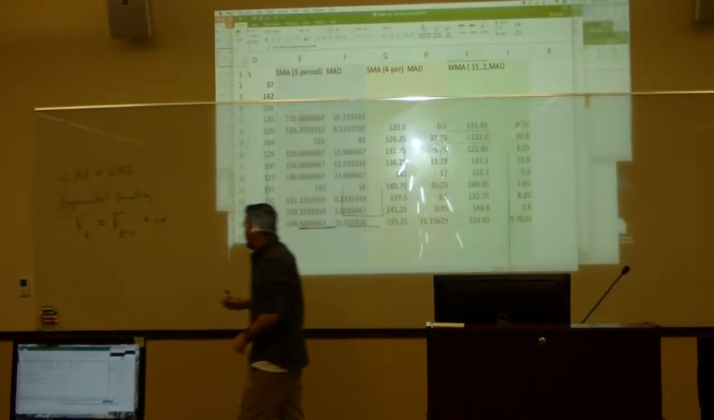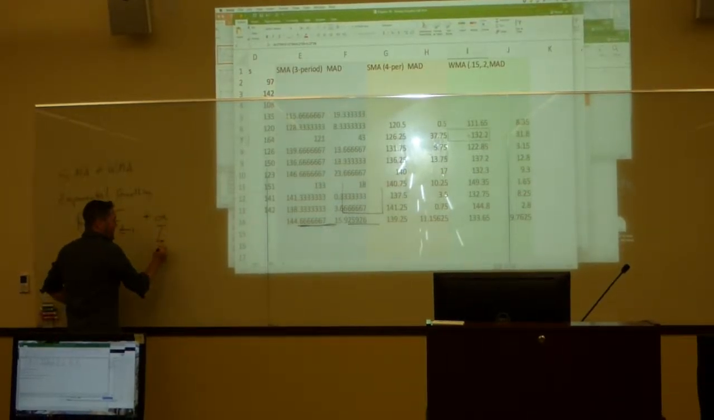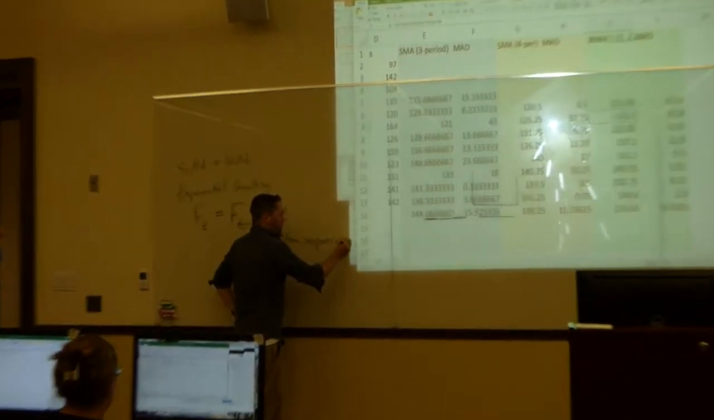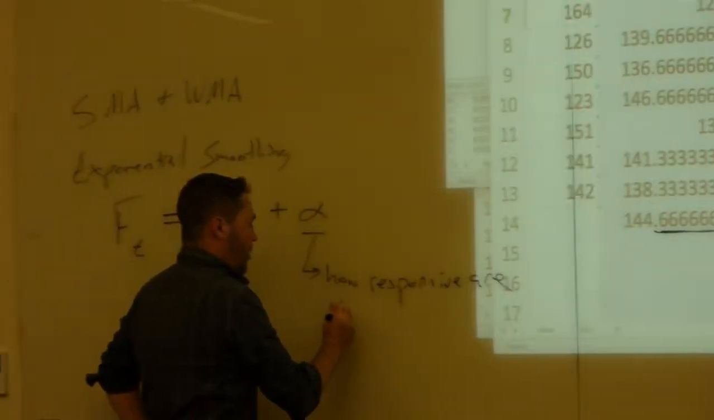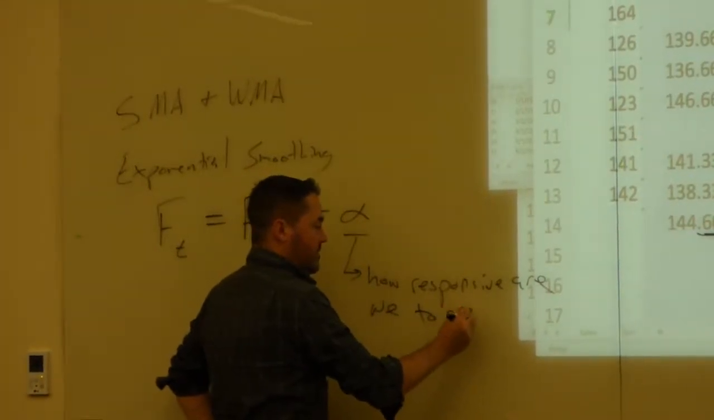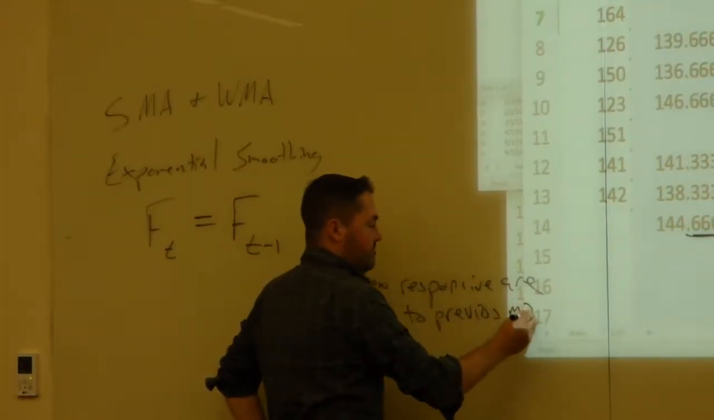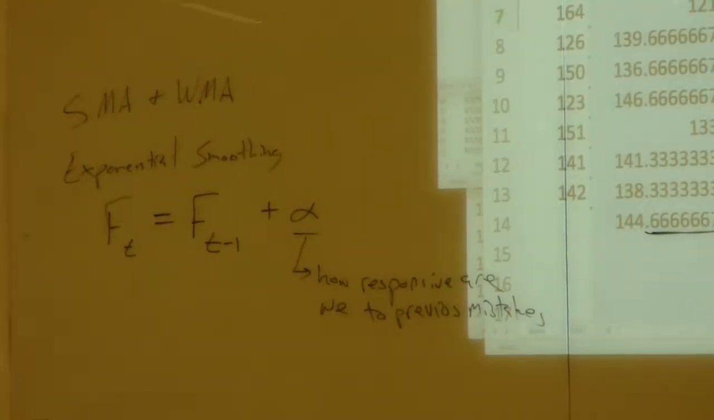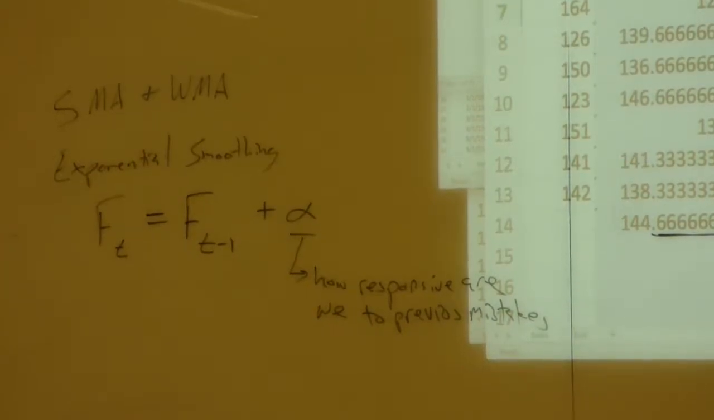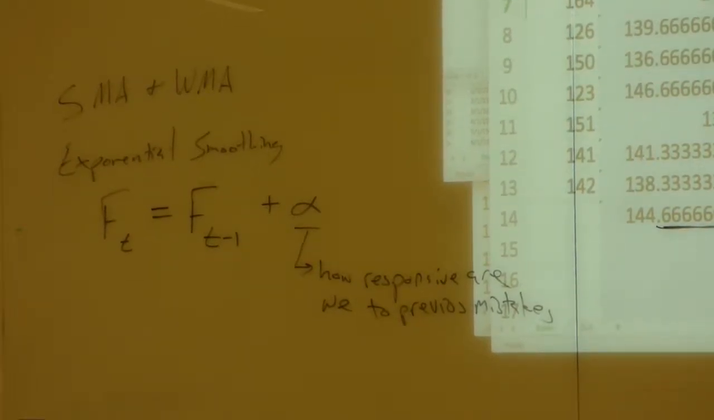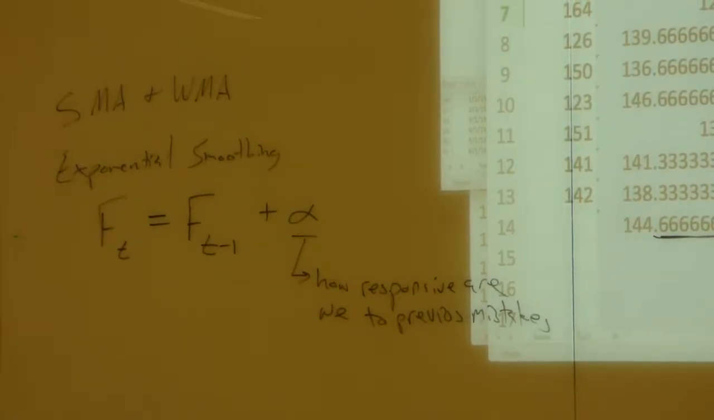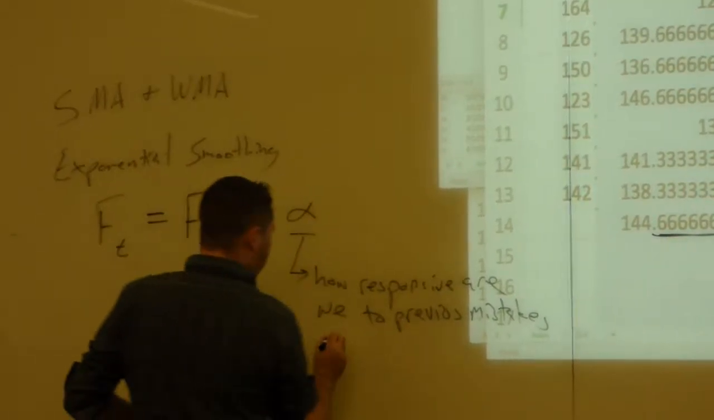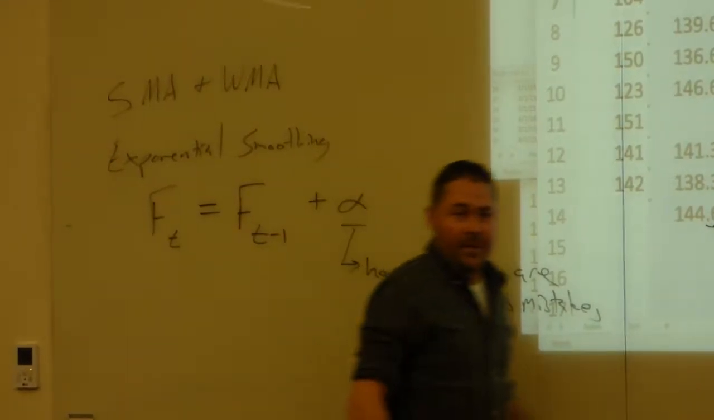Alpha is going to be a measure of how responsive we are to previous mistakes. Think about the stubborn, or what's the opposite of stubborn? I don't even know what the opposite of stubborn is. In compliance with whatever is going on. You're in compliance with what they're telling you to do. All right, well, do it. I like a scale of responsiveness, and it goes from 0 to 1.